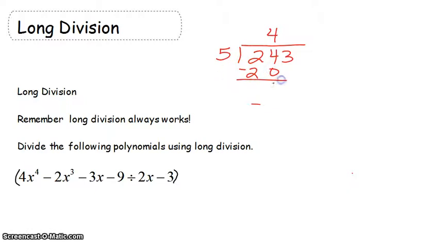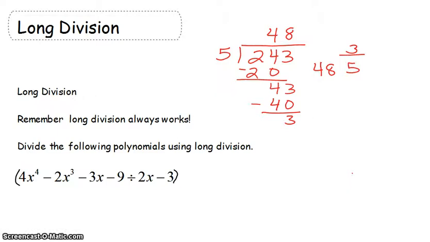And then I subtract and I get 4, bring down the 3. 5 goes into 43, 8 times. 8 times 5 is 40. And then I subtract and I get 3. So my final answer ends up being 48, and you put the remainder, which is 3, over the divisor, which is 5, and that was your answer, 48 and 3/5.